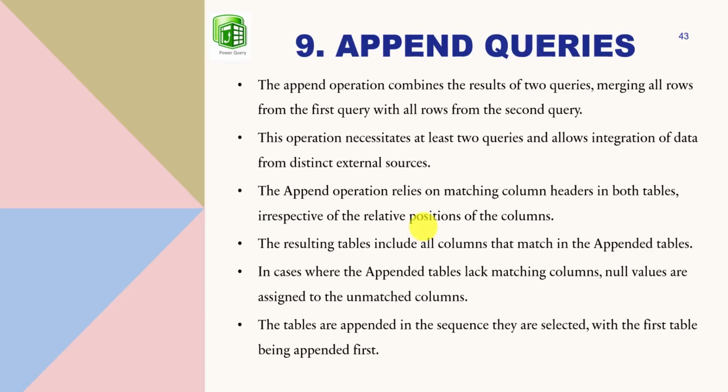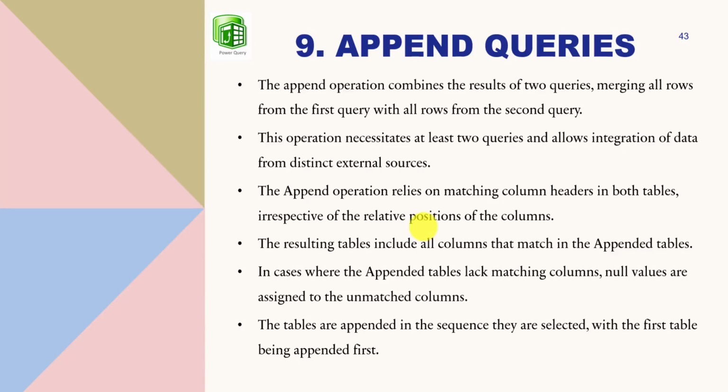The append operation relies on matching the column headers in both tables. That means in both the tables you want to append, the columns should be the same, irrespective of the relative position of the column. The resulting table includes all the columns that match in the appended tables.